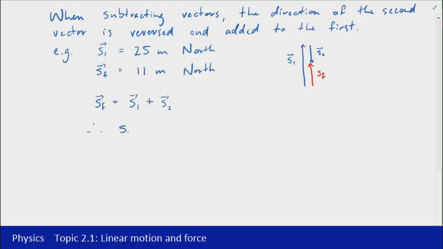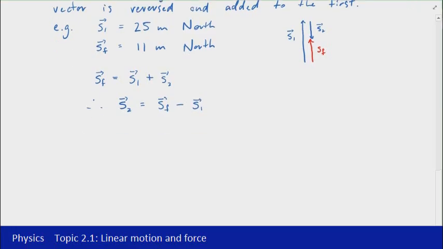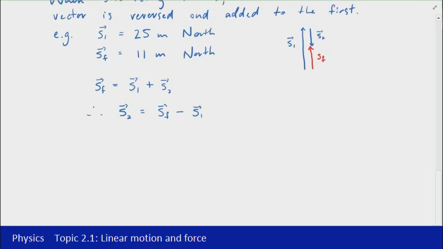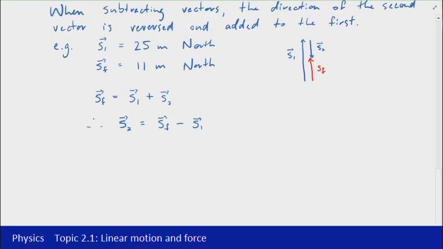So S2 is equal to SF minus S1. If we were going to do that calculation, as we just wrote there, the direction of the second vector is going to be reversed. So what we're really looking at here is the opposite direction for S1. If you think about S1 being equal to 25 meters north, then negative S1 would be 25 meters south.